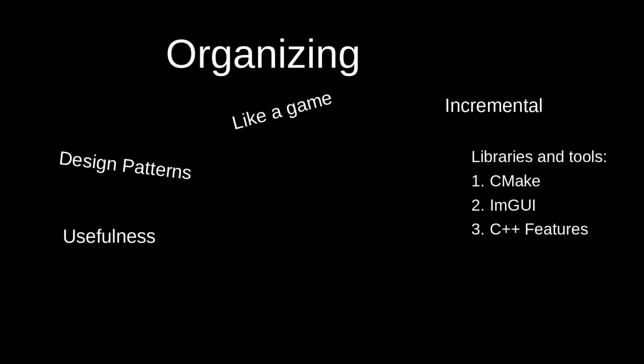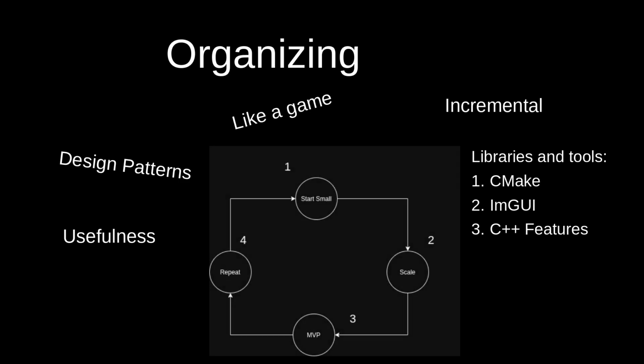Some libraries and tools that I frequently use in the project: CMake, ImGui for the user interface, and some new C++ features. And here is a simple flowchart that I'm going to use because it seems to be useful for me. Start small, try to scale, then minimum viable product, and then repeat the process. Incrementally repeating that flowchart should produce better results.